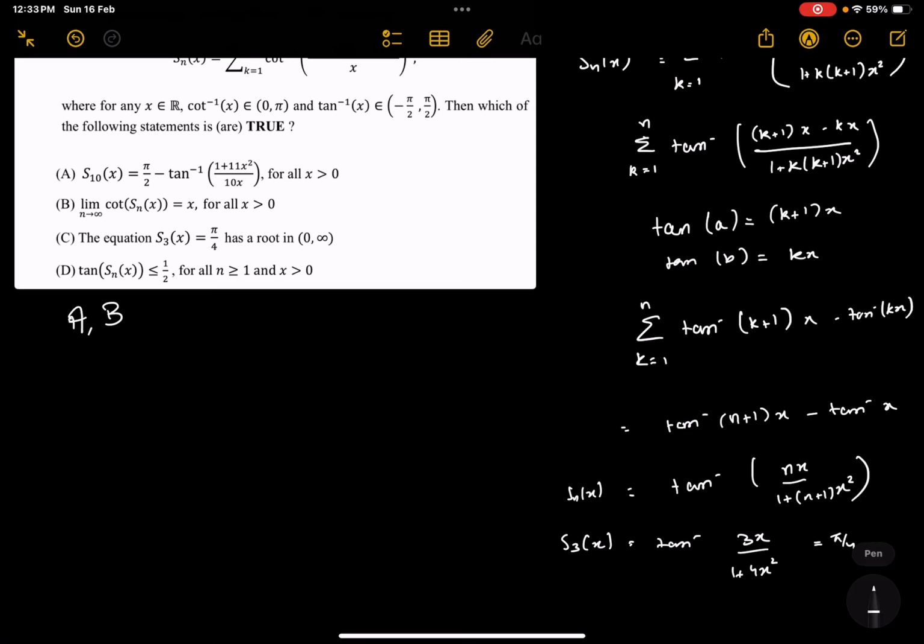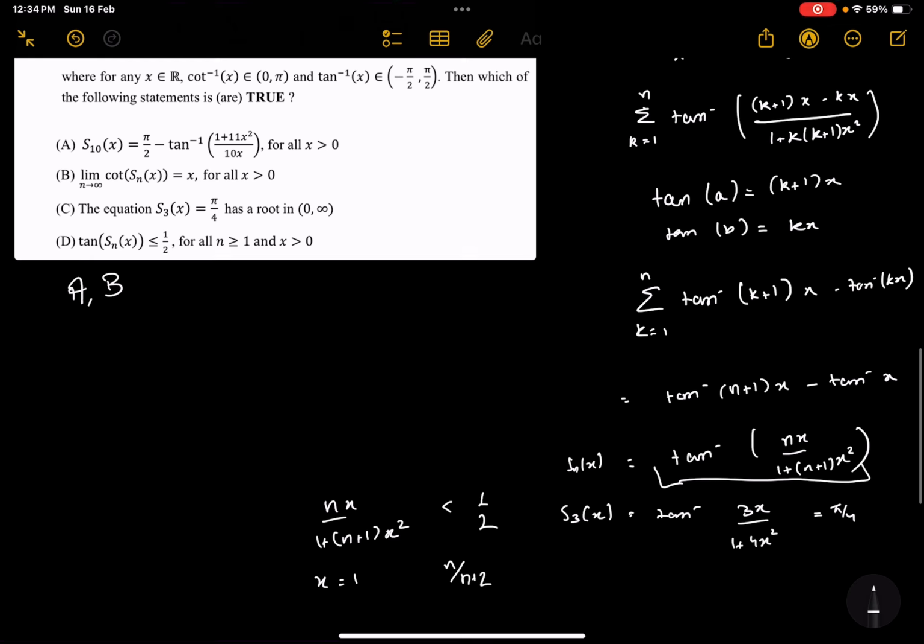Then tan of Snx is tan of this, which is nx upon 1 plus n plus 1 times x square. Is this less than half for all n greater than or equal to 1 and x greater than 0? So we'll do x equals 1. This becomes n upon n plus 2. And here, say let's put n equals 10, we get this as 5 by 6, which is greater than half. So we got a pair of x and n such that tan Snx is greater than half. So D option is incorrect. So answer is A and B.